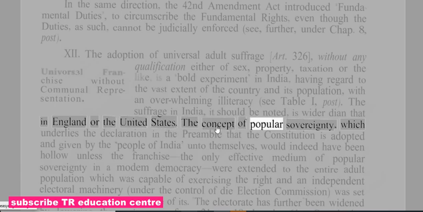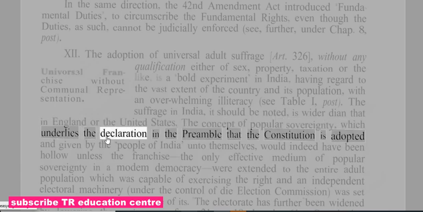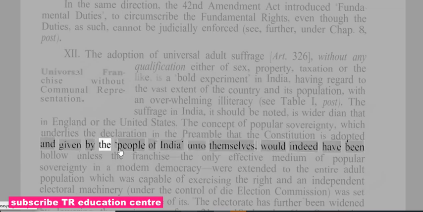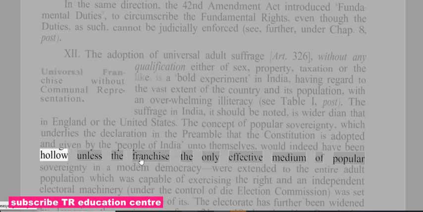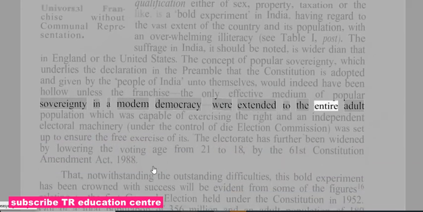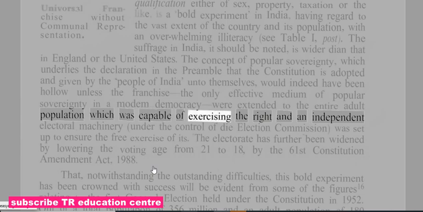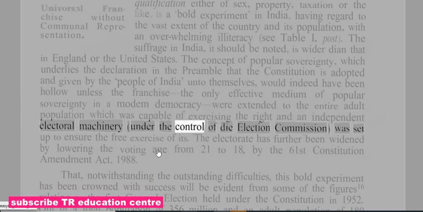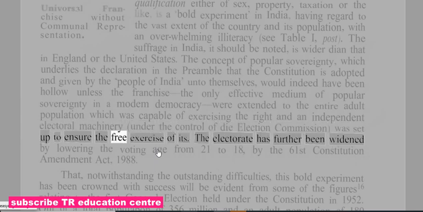The concept of popular sovereignty, which underlies the declaration in the preamble that the Constitution is adopted and given by the people of India unto themselves, would indeed have been hollow unless the franchise, the only effective medium of popular sovereignty in a modern democracy, were extended to the entire adult population which was capable of exercising the right, and an independent electoral machinery, under the control of the Election Commission, was set up to ensure the free exercise of it.